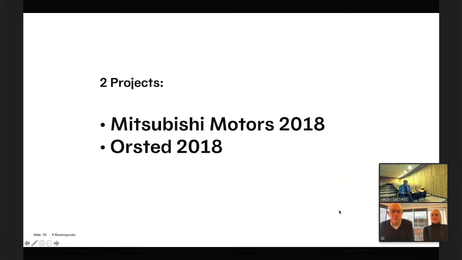Let's go through two projects which are quite interesting, both of them in our view. One of them is the rebranding of Mitsubishi Motors that we did some years ago, and the other one is a company that might not be that well known in your area of the world. It's called Ørsted, and it's now the biggest green energy supplier in the world, actually, coming from Denmark, and is leading the whole green transformation worldwide.